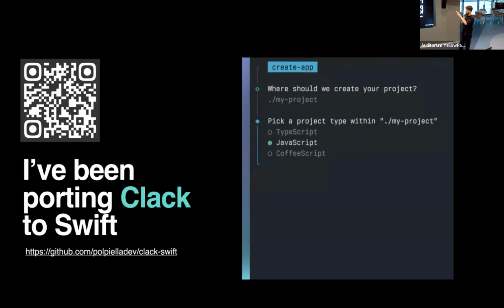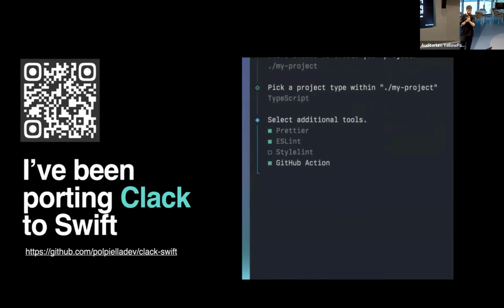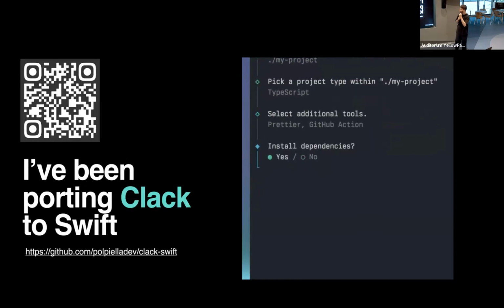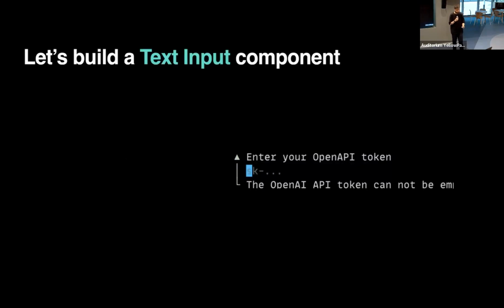And the library gives you a lot of interactivity. It gives you pickers, and it gives you text fields with placeholders as well. So I've been starting to migrate it to Swift, and it's completely open source. So I've been doing it in public as much as I can. And today I'm going to show you how I built the text part, so the text input of the library, and how you can use it in your command lines.